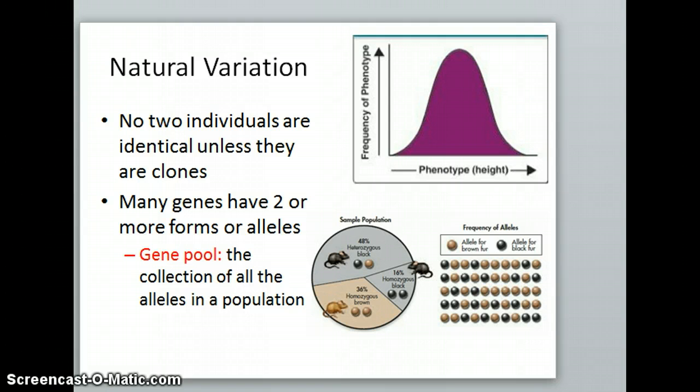Here's an example of a mouse gene pool for fur color. Each homozygous brown mouse has 2 brown alleles, and each heterozygous mouse has 1 brown allele. Homozygous black mice have 2 black alleles, and heterozygous mice have 1 black allele each. So if we add up all of the black alleles and all of the brown alleles, we can express the percentage of black alleles in the population and the percentage of brown alleles in the population. This is called the allele frequency, and we'll look at this idea again in a little more detail a bit later.